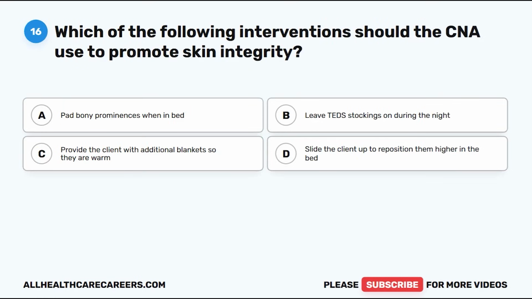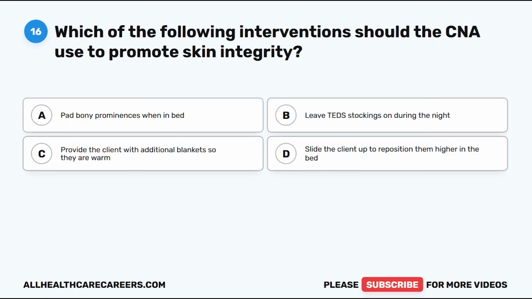Question 16. Which of the following interventions should the CNA use to promote skin integrity? Option A. Pad bony prominences when in bed. B. Leave TED stockings on during the night. C. Provide the client with additional blankets so they are warm. D. Slide the client up to reposition them higher in the bed.